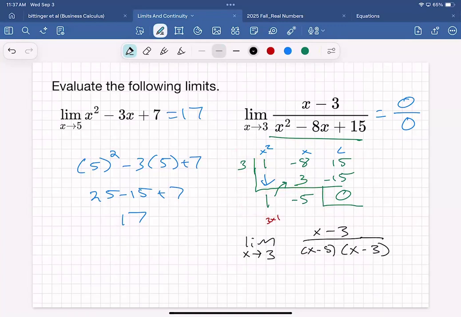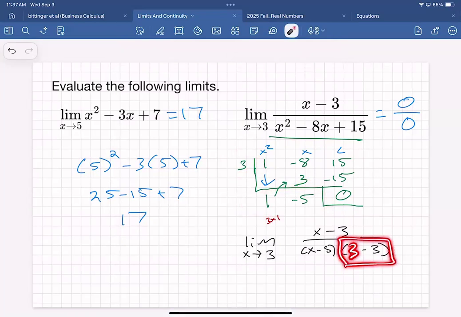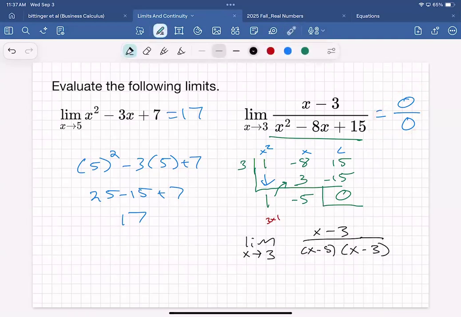The reason I put it with the opposite sign is, what would this be if I plug in a 3 here? It'd be 0. So understand that we change the sign when we go to the factor, because if I plug in this 3, it would make that factor equal to 0. That's why I like synthetic division, though. You can do a quick evaluation just to see what's going on up here. But this is, again, what we call an indeterminate form. I can't do anything with it.